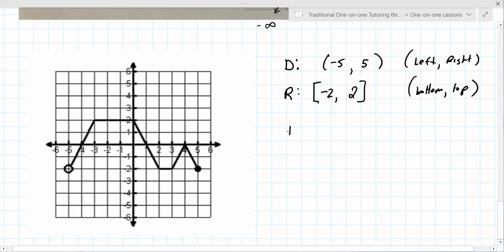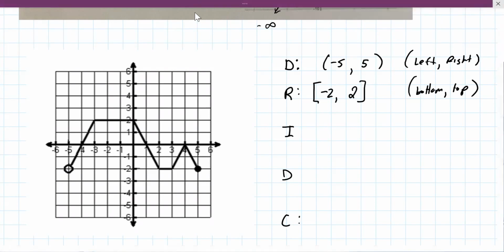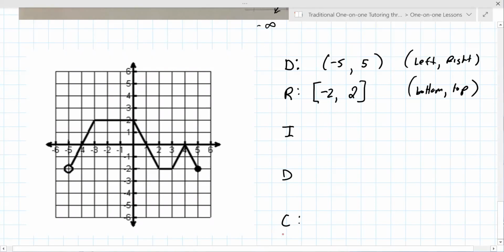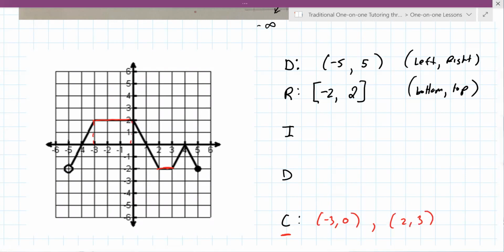Okay. Then we talked about increasing, decreasing, and constant. Let's do the constant first. And that's the horizontal line. Where is this horizontal? And you can see there's 2 places. Let me do it in red here. It's here and here. So the first one looks like it starts at -3 and goes to 0. And then the second one is from 2 to 3. You got it. Yeah. All right.